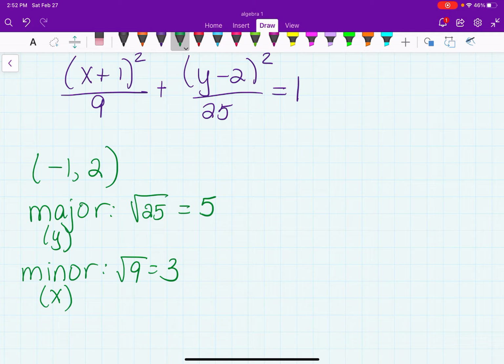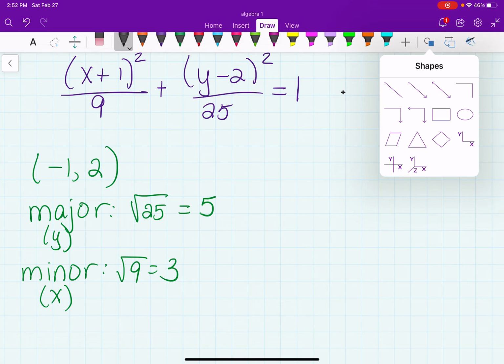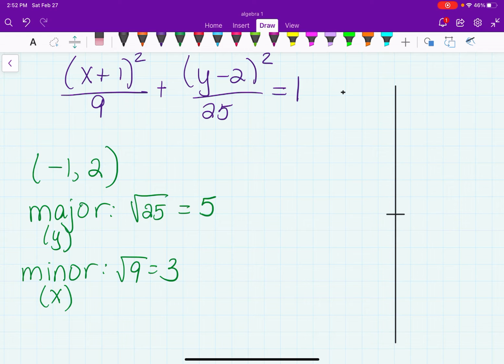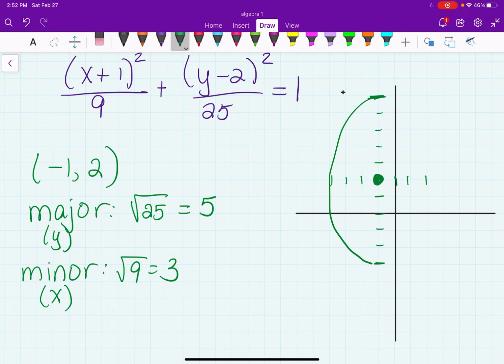We're ready to graph. Sometimes they're going to be as easy as that. I believe I put bigger graphs on all yours. So -1, 2. Then in the y direction, we're going to go 5: 1, 2, 3, 4, 5. Just make sure you make it in the right direction. And then in the x direction, we only go 3, because that's the minor axis. It should look something like that.